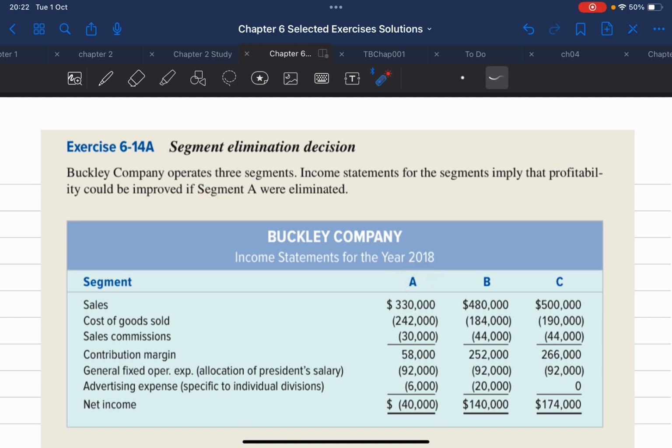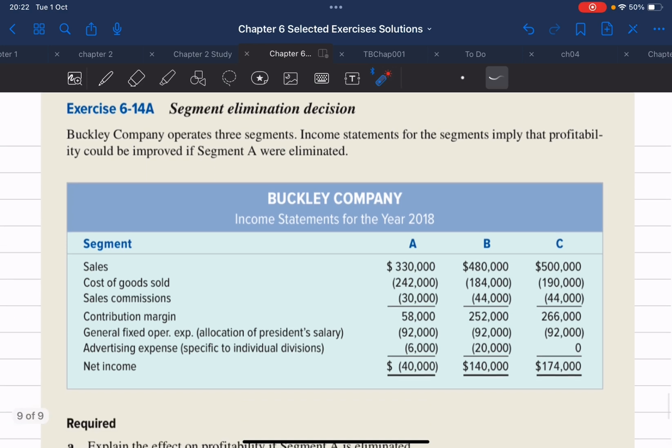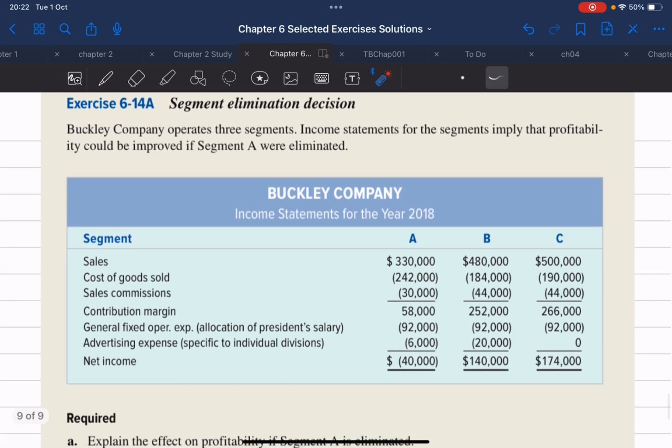Segment A being this data here in the first column, right? And here we have income statements for the year 2018. We have sales, cost of goods sold, sales commissions, deducting the cost of goods sold and the sales commissions from the sales figure, we get contribution margin. And then we have some other expenses, including general fixed operational expenses, which says here between the brackets, it's an allocation of the president's salary, right?